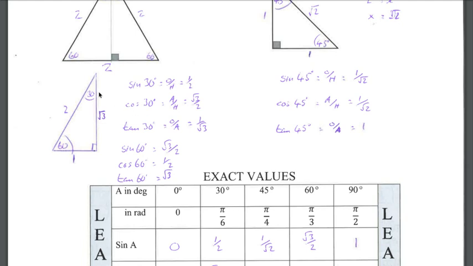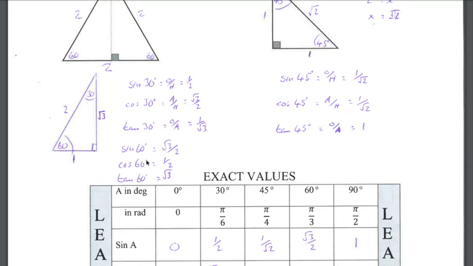The cosine of 30 is the adjacent side, which is the side next to the angle we're looking at and the right angle. So the adjacent side is root 3, the hypotenuse is 2, so the cos of 30 is root 3 over 2. And the tan of 30 is the opposite side, which is 1, divided by the adjacent side, which is root 3, 1 over root 3.